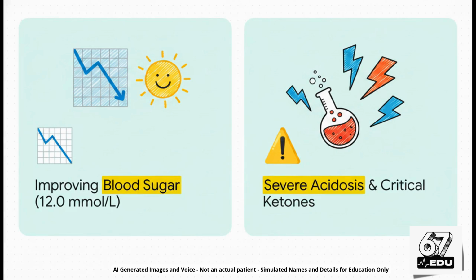This side-by-side perfectly highlights the ultimate clinical trap. On the left, improving blood sugar of 12.0, but on the right, severe acidosis and critical ketones. In DKA, you absolutely must prioritize treating the ketones and the pH. You can't just fixate on the sugar levels. That is the fundamental rule of managing metabolic acidosis.